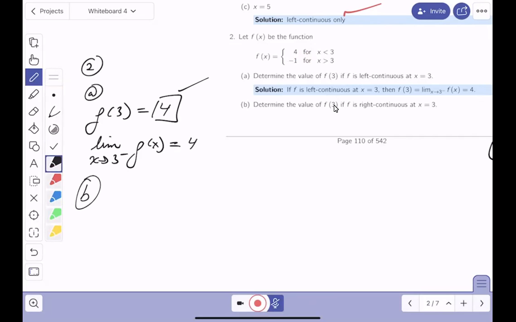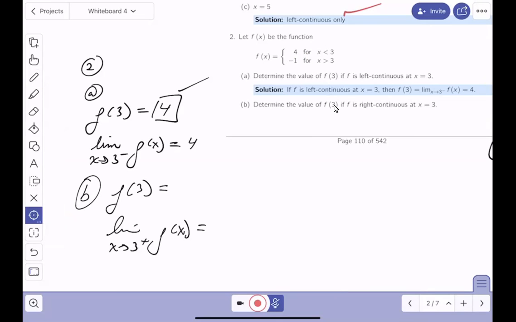This is determine the value. Oh, right continuous now. So f of 3 equals, I don't know, the limit as x goes to 3 from the right of f of x. Well, I got to look at this over here. This is the one that allows me to approach it from the right. What would that be? It would have to be minus 1 in the limit. So f of 3 should be defined as minus 1.